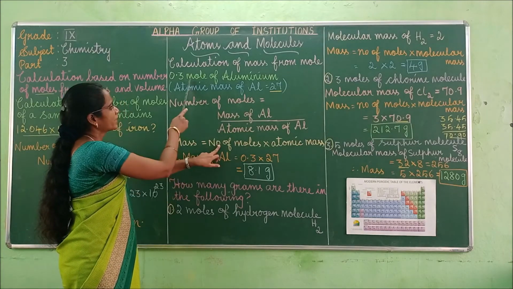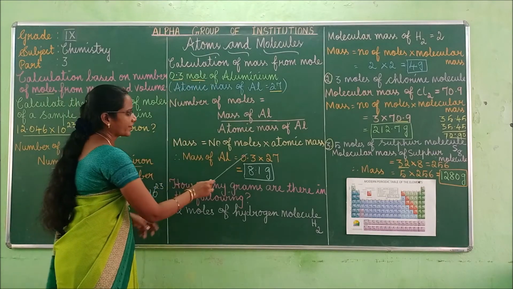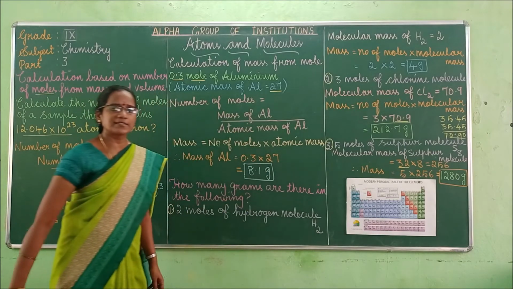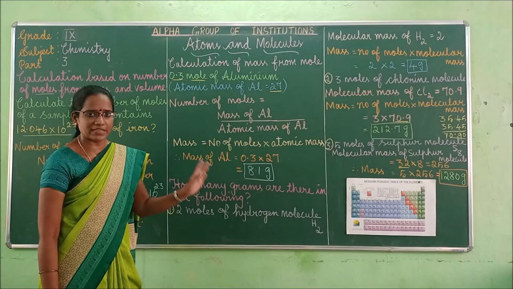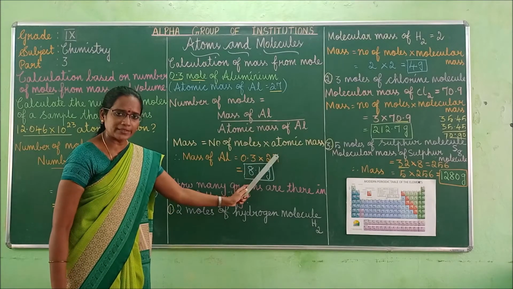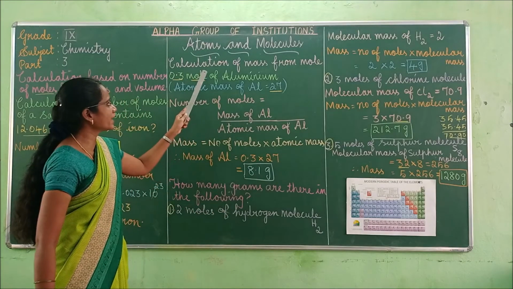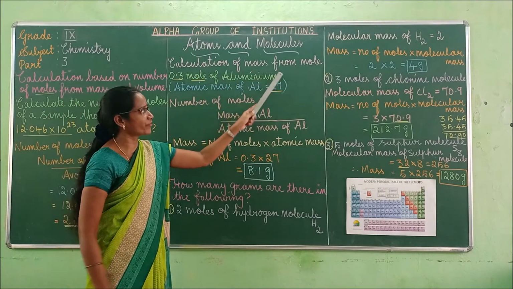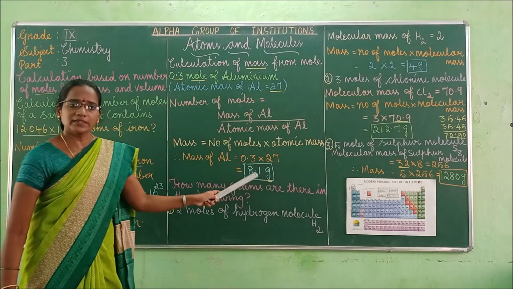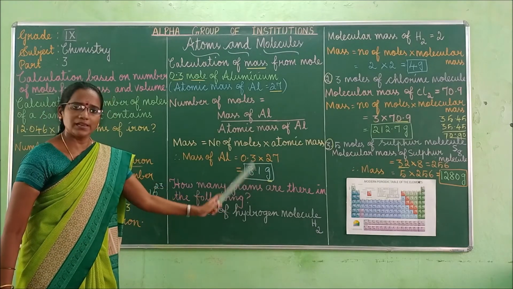Number of moles is already given in the question. This is the number of moles, 0.3. 0.3 into what is the atomic mass of aluminium? Atomic mass of aluminium is 27. It is given in the question, right? So 0.3 into 27. If you multiply this, you will be getting 8.1. The question asked: calculation of mass from mole. Mass means you have to mention the unit. It is in gram. So 8.1 gram. This is the final answer.